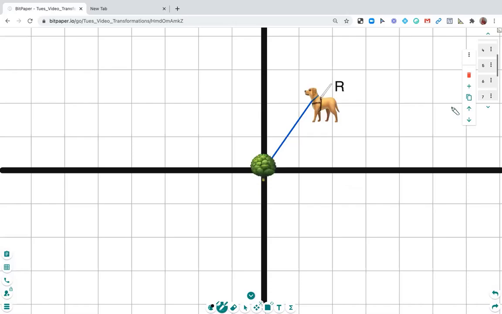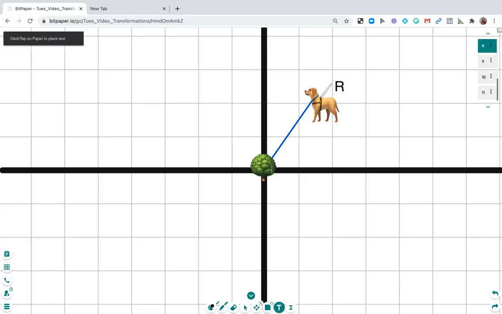So on a coordinate plane, what does that look like? Well, here's Ranger. He got a little too rambunctious, so I had to put him on his leash. So we are going to rotate him around our coordinate plane. Now, I've tied him to a tree here at the origin at 0, 0. And so this is what we call our point of rotation.